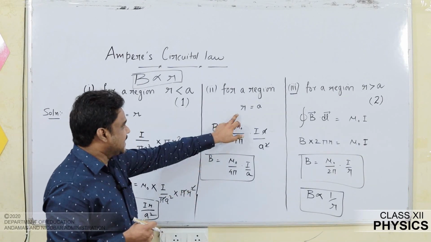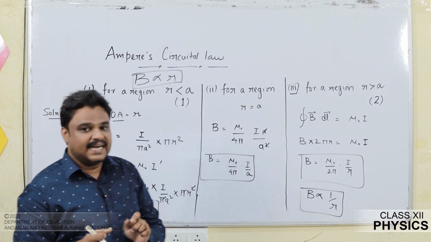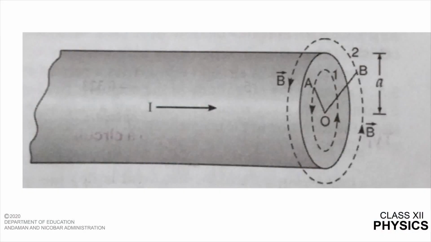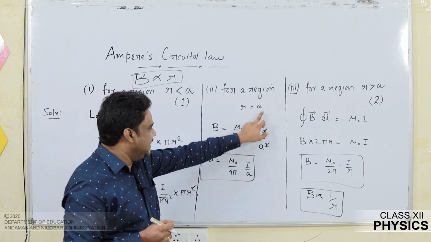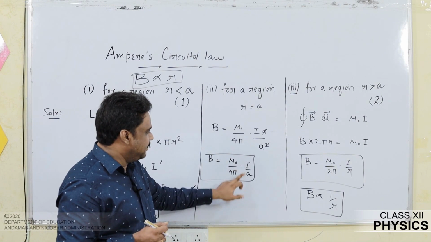Now what about my second case? For a region R equal to A, you can focus on the diagram once again. R equal to A means on the surface of the wire. This means B is equal to mu naught by 4 pi I, in place of R I am going to put A. We are able to see A cancels. B is equal to mu naught by 4 pi I by A.